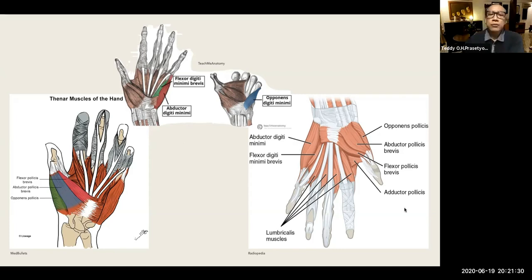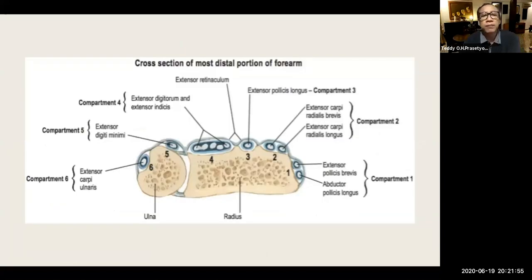Oh, I forgot that I also need to describe the lumbrical muscles and also the interosseous muscles later on, and hopefully I can get the pictures to show to you. So there are 4 lumbrical muscles. While for the intrinsic muscles, if you still remember, we have 7 interosseous muscles, 4 dorsal and 3 at the volar side.